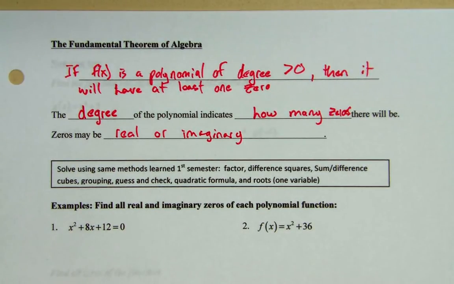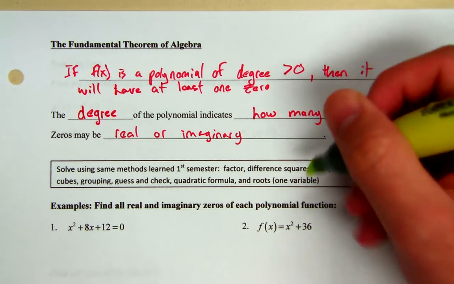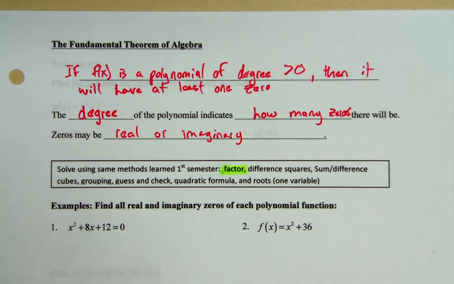So basically, what we're going to do now is actually solve these polynomials that we've been using. We're going to find every single answer to the polynomial. So solving, we can use different things we had from first semester and from previous courses. So we can factor.